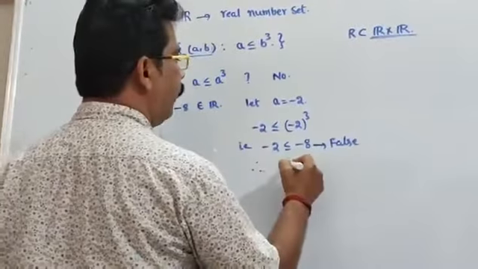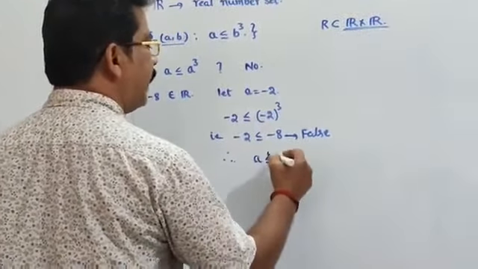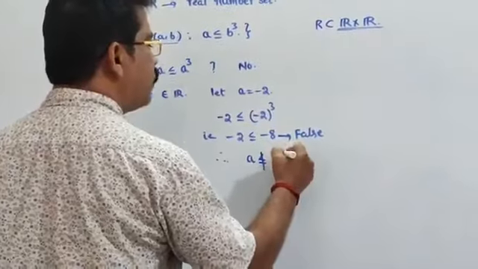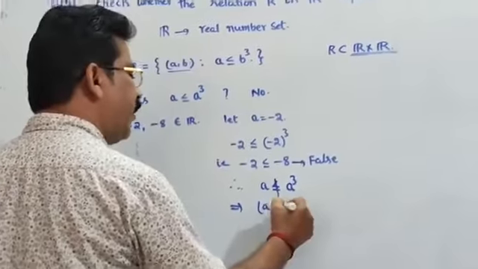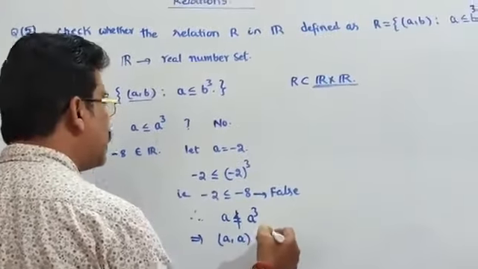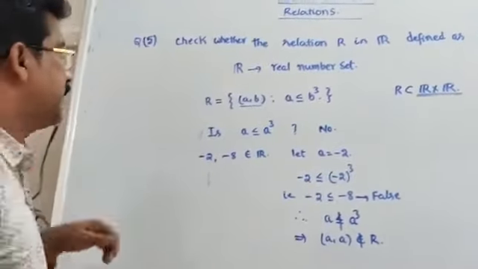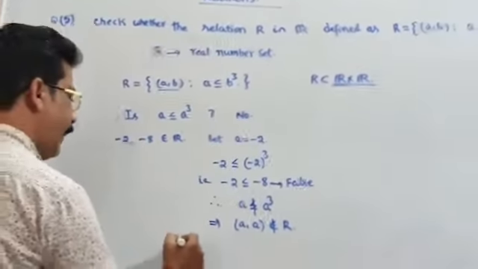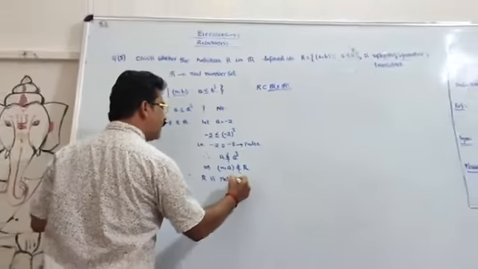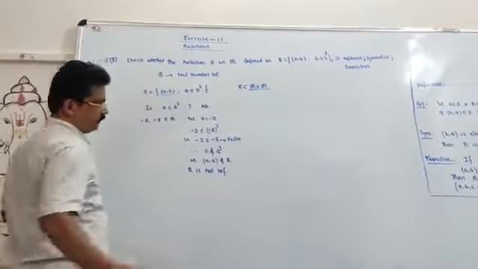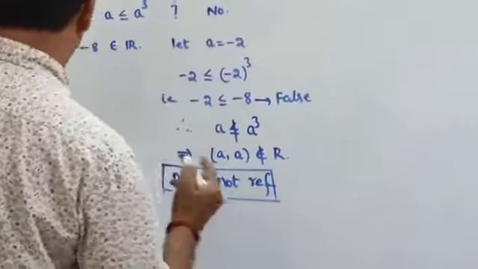Therefore, A is not less than or equal to A cubed. So what does it mean? The ordered pair (A, A) does not belong to capital R. Therefore, R is not reflexive. Okay, this is the first one.